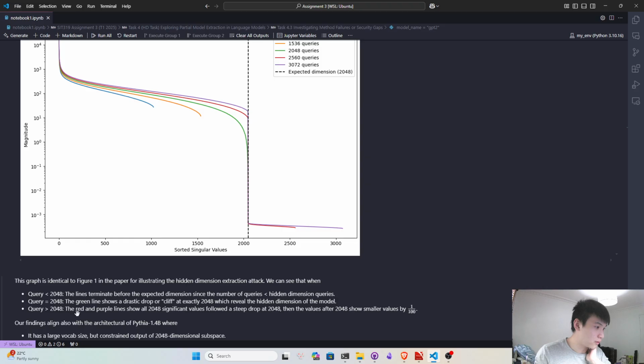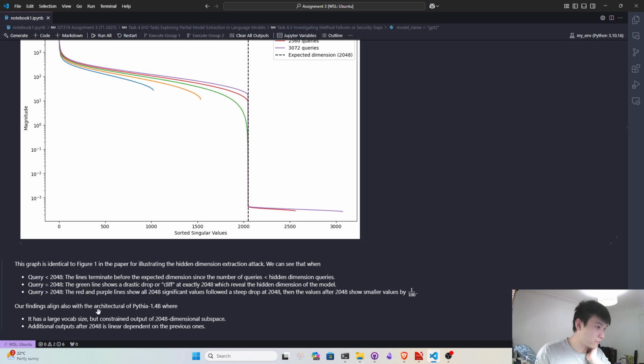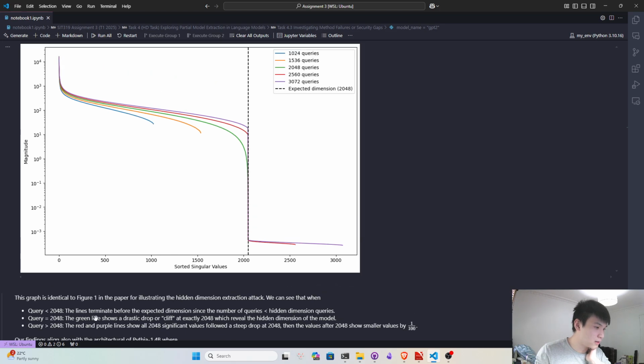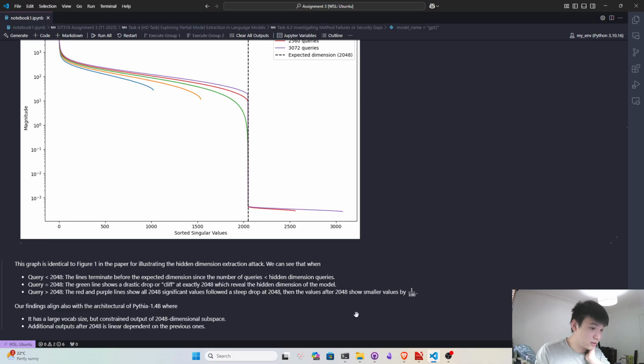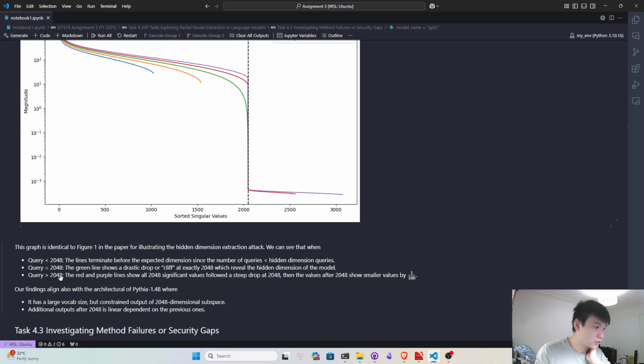there's a cliff at 2048, which reveals the hidden dimension of the model. If the number of queries is less than it, then it is not terminated, because the number of queries is less than the hidden dimension. But if we have more queries than 2048, then after the hidden dimension, 2048, the value is significantly smaller by 100 times.